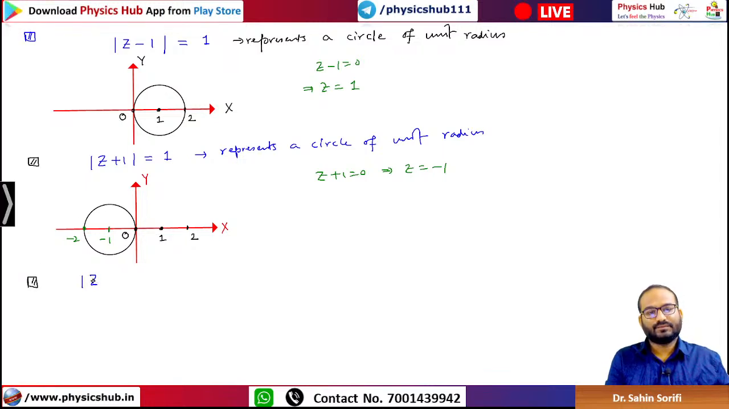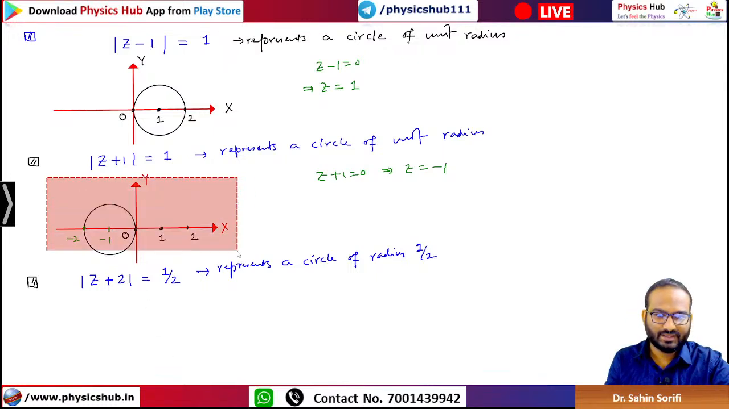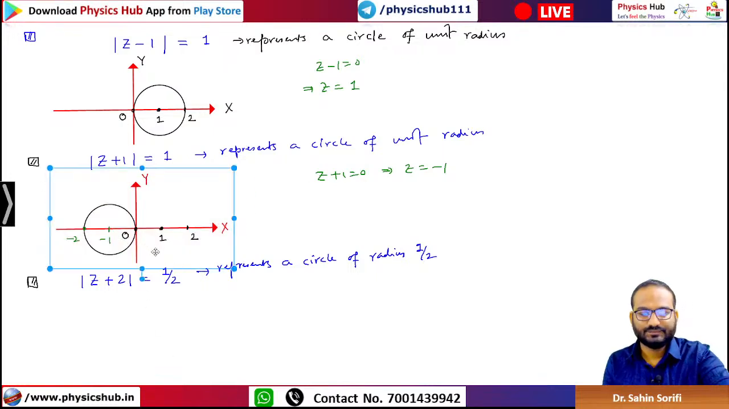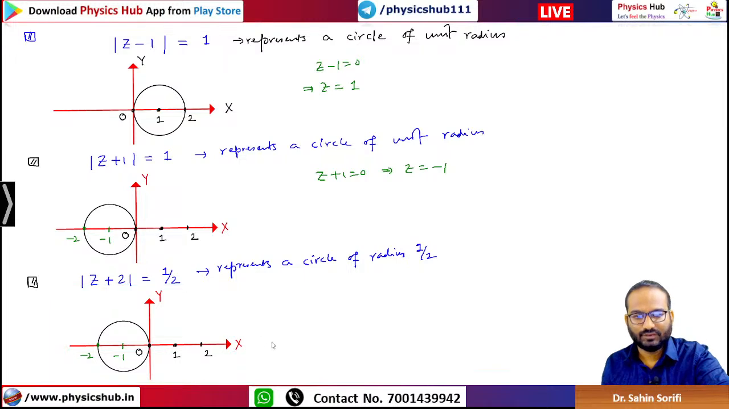Now the same equation, if I say mod of z plus 2 equals to, let us say, half. So this represents a circle of radius half. So how will you draw this? Try to draw by yourself, then match with my answer, okay? Draw it by yourself.